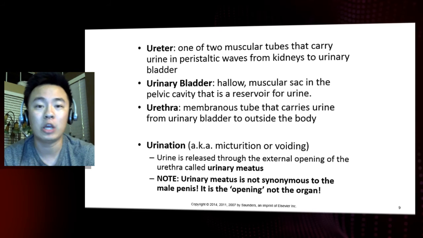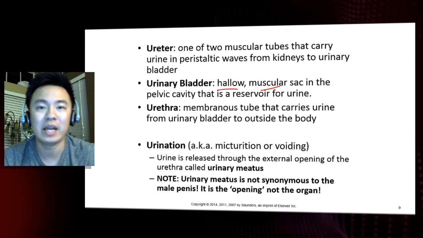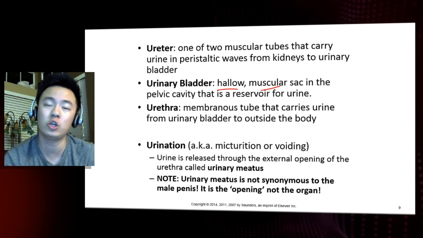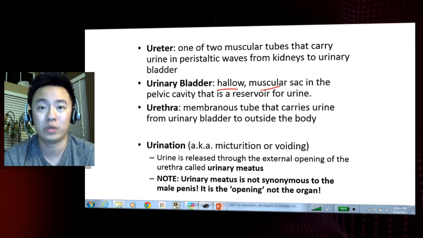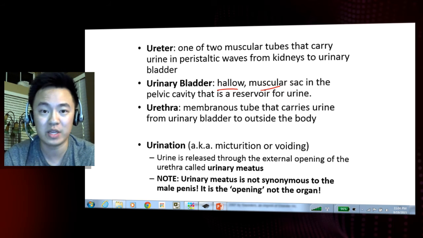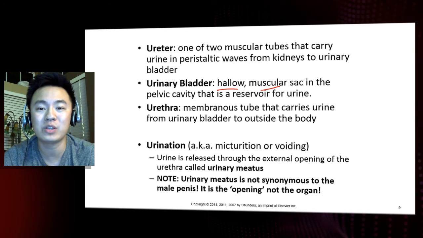You also have the urinary bladder, which is a hollow muscular sac in the pelvic cavity that is a reservoir for urine. So it stores that urine so that people can hold it a little longer and urinate when it's more convenient, obviously. And you do have that urethra, which is a membranous tube that carries urine from the urinary bladder to the outside of the body.